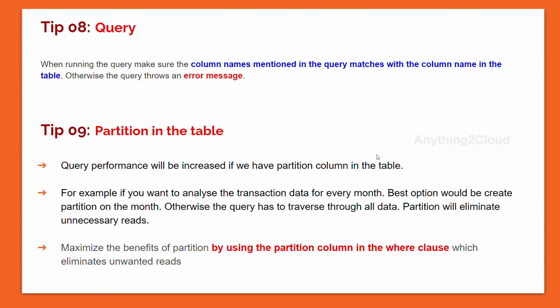The next step is on the partition in the tables. The query performance will be increased if you have a partition column in the table. For example, if you want to analyze the transaction data for every month, the best option would be to create a partition on the month. Otherwise, the query has to traverse through all the data. This partition will eliminate unnecessary reads. So to maximize the benefit of partition, use a partition column in the where clause, which eliminates the unwanted reads.